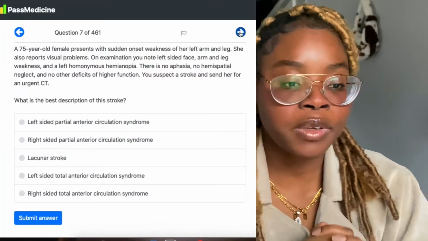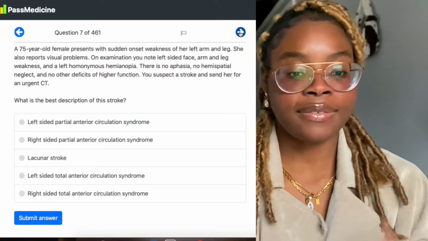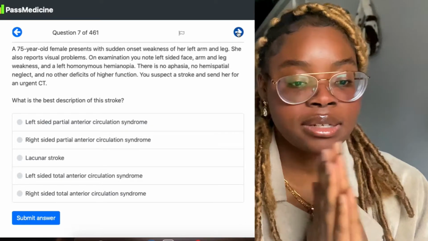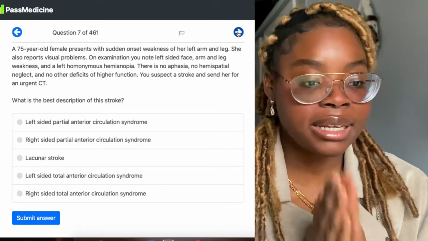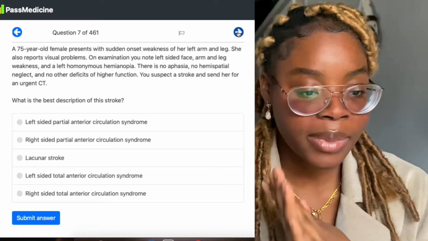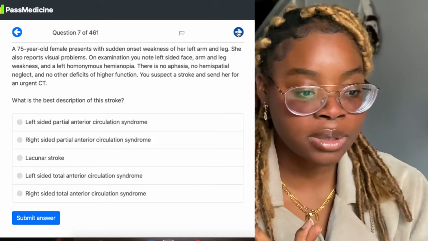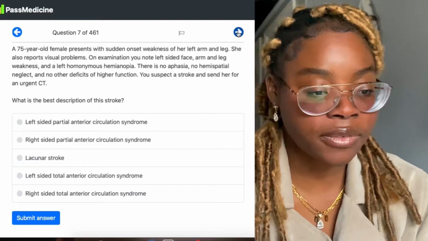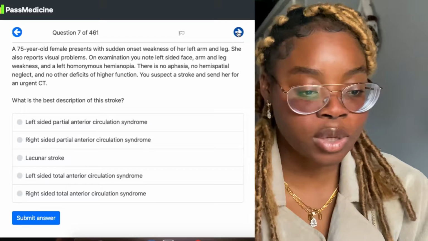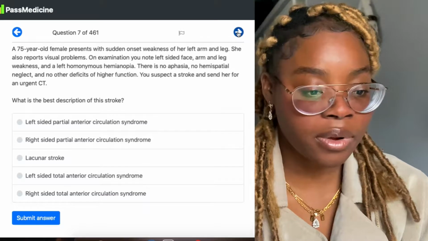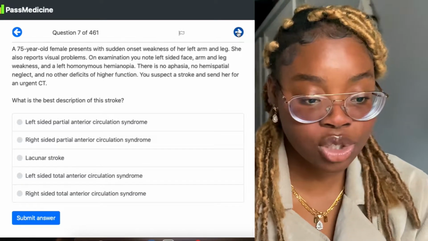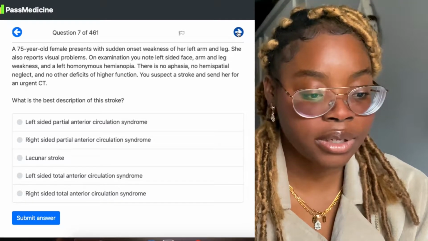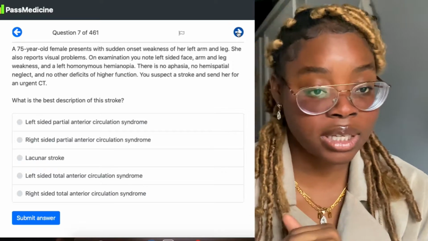A 75-year-old female presents with a sudden onset weakness of her left arm and leg. She also reports visual problems. On examination, you note left-sided face, arm, and leg weakness and a left homonymous hemianopia. There's no aphasia, no hemispatial neglect, no other deficits of higher function. You suspect a stroke and you send her for an urgent CT. What is the best description of this stroke? So we've got left-sided partial anterior stroke, right-sided partial anterior stroke, a lacunar stroke, a left-sided total anterior circulation stroke, or a right-sided total anterior circulation stroke.